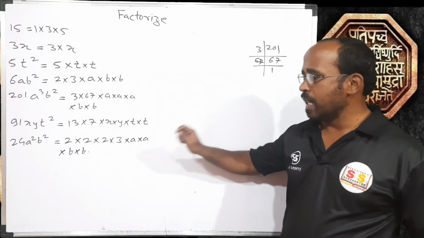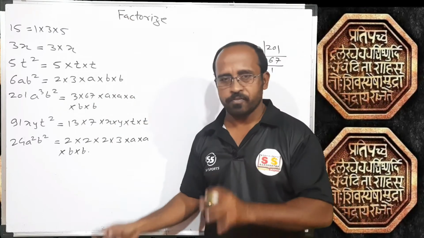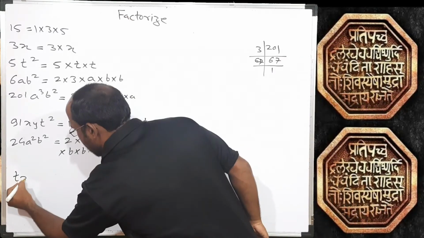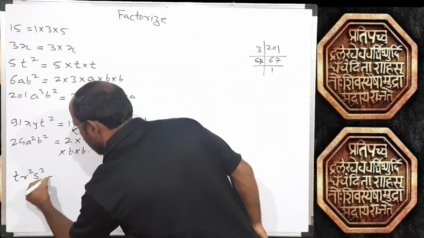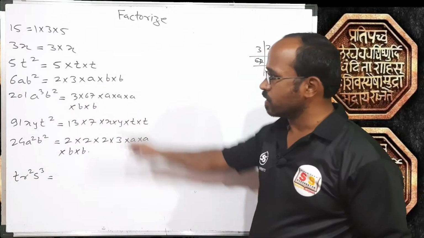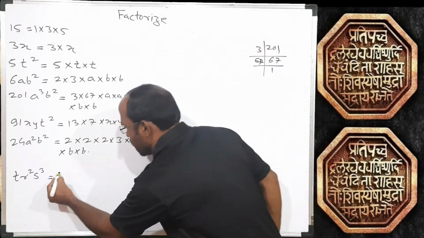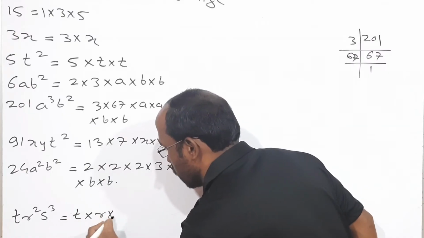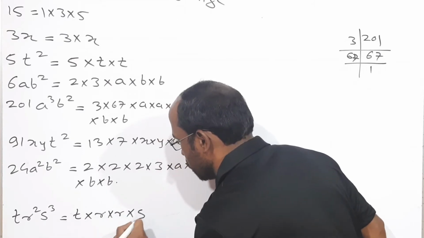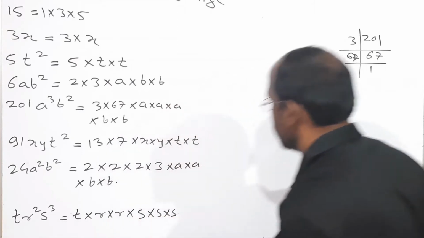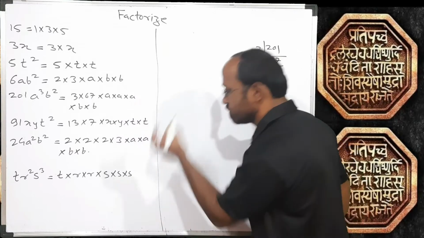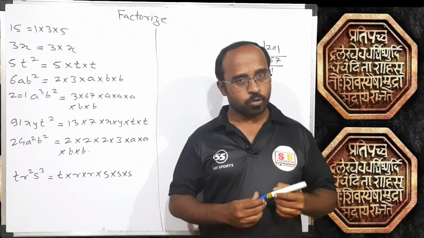Clear, students? Let us see the final example of this type, factorizing a monomial. t r square s cube. Then what do we have to do? Nothing. We have to do as we did previously. t multiplied by r square means r into r, multiplied by s cube is s into s into s. Finish. Got it, students? So this is the way how to factorize a monomial.